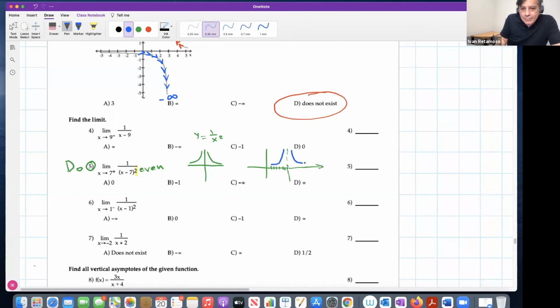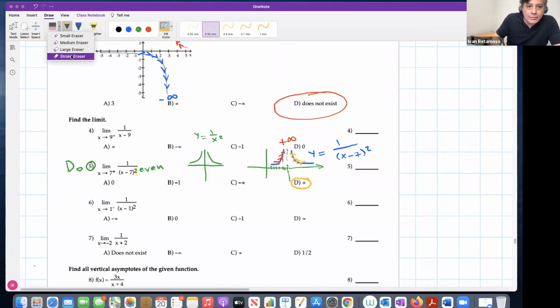The volcano shape is still there, right? But this is now the graph. So now if you approach from the left, you are going up to positive infinity. And if you approach from the right, you are also going to positive infinity, right? They're saying approach from the right, so positive infinity. They didn't want you to approach from the left, so let's erase this so nobody gets confused.